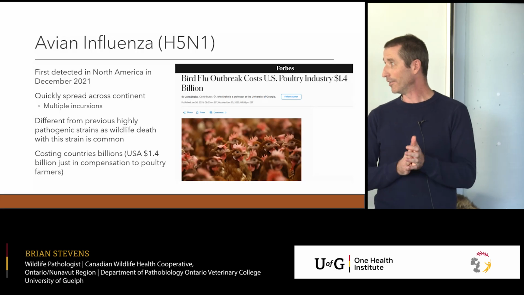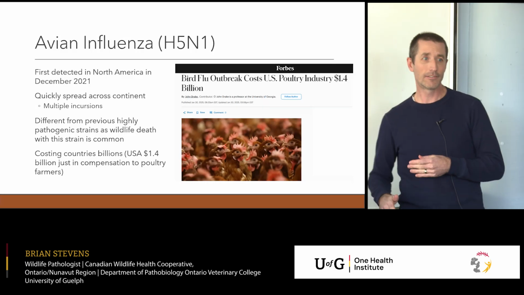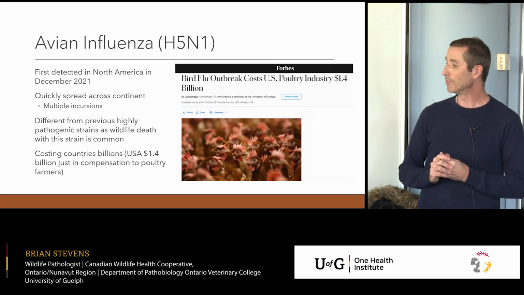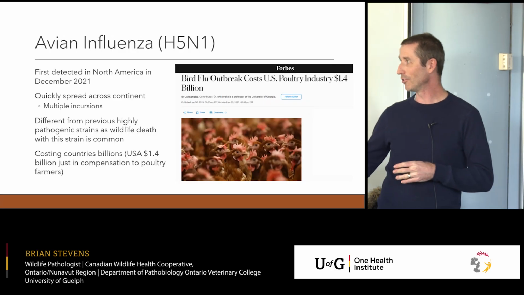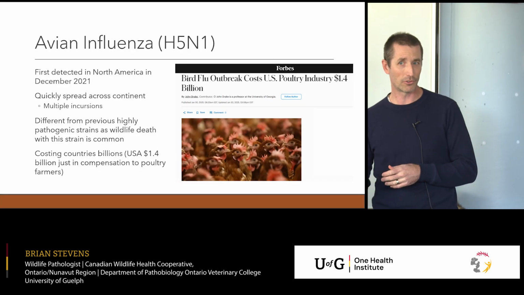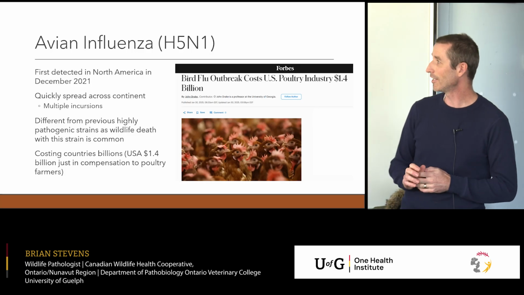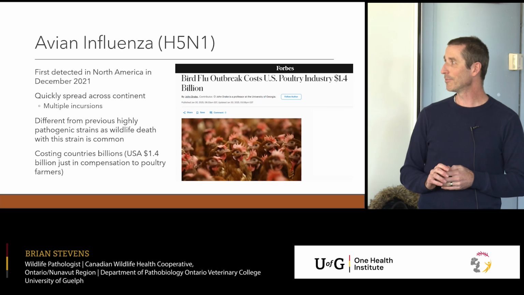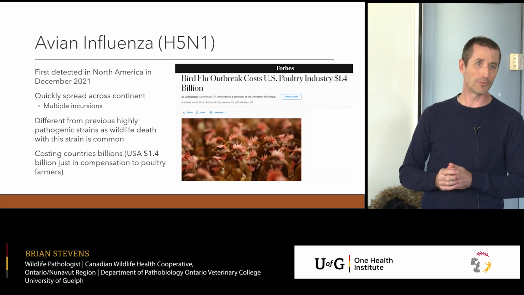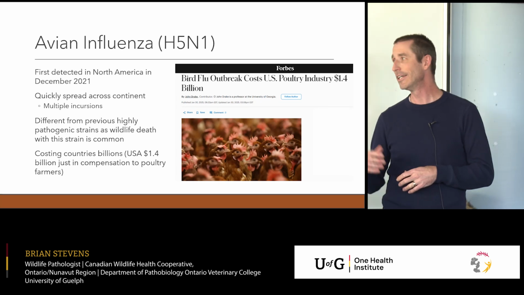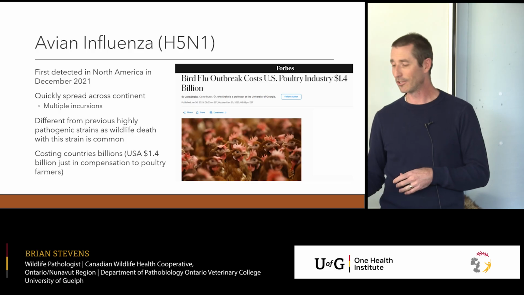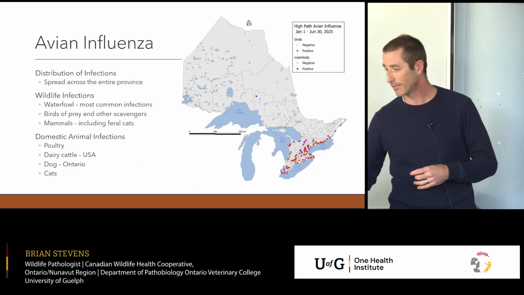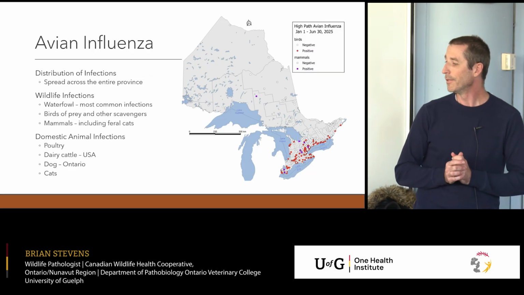And on the agricultural side, it is causing huge concerns for economic reasons. In the US, just from compensation to poultry farmers that were ordered to destroy their flocks, it has cost the US over $1.4 billion to this point. In Canada, they estimated in 2023 that it's been over $100 million in compensation alone. And there are other factors beyond that. So it's been a severe disease for many reasons across the world.